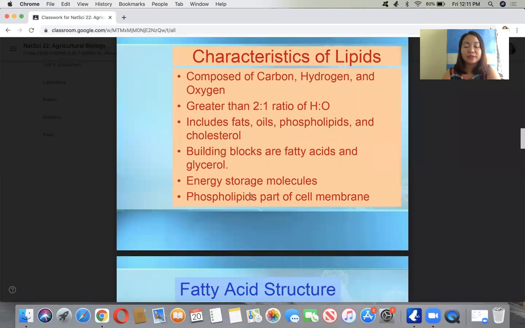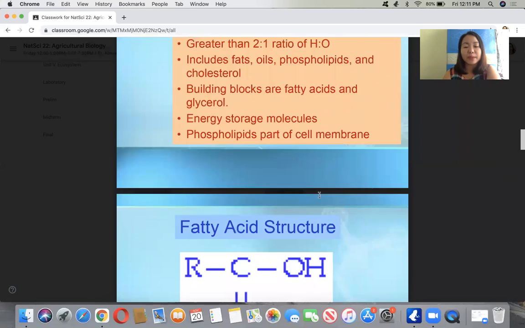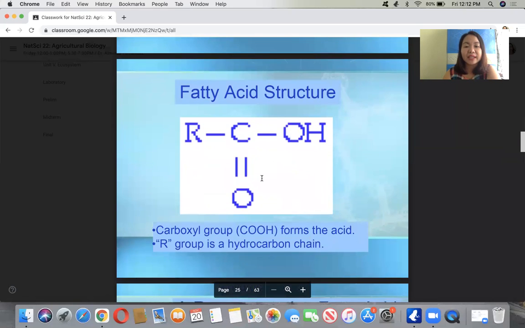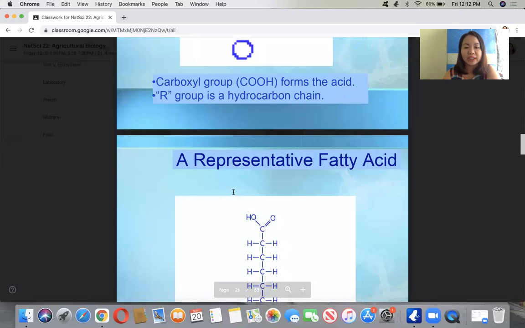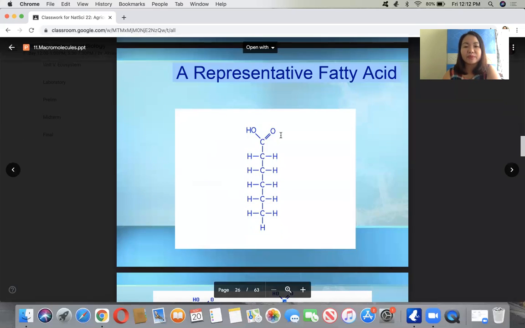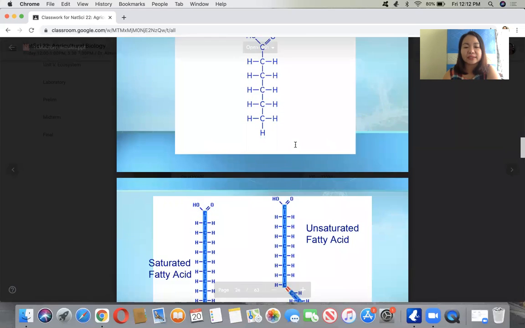They are a source of energy and storage molecules, and phospholipids are even part of the cell membrane. So this is the fatty acid structure. As you can see, the carboxyl group, COOH, forms the acid, while the R group is a hydrocarbon chain. So this is a representative example of a fatty acid.